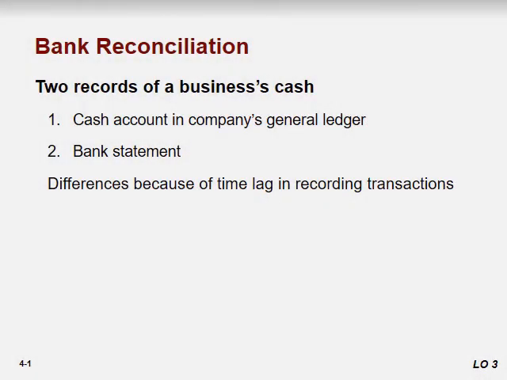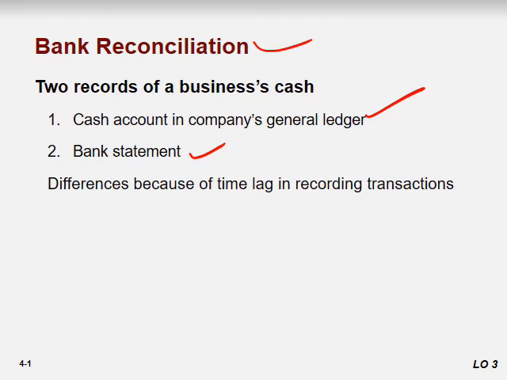So the bank reconciliation statement: the books and the bank statement usually show different cash balances. The differences arise because of the time lag in recording transactions. There are two records of the business cash account, in the company's ledger and in your bank statement. If they show different balances, don't worry about that. This is not a case of fraud. Maybe it is a case of fraud, but usually they show different balances.